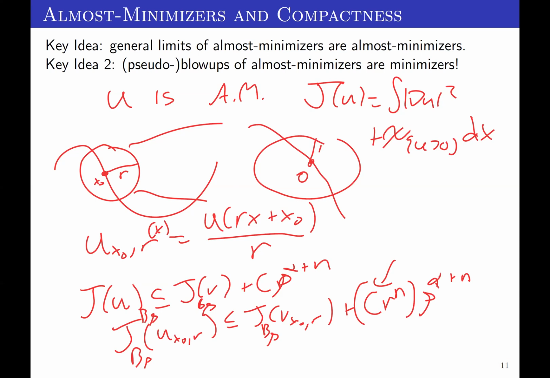So this idea tells you that you should have some hope of getting a nice regularity theory for almost minimizers, because at first order, when you zoom in, you recover a minimizer of the functional. As r goes to 0, this term goes to 0. And thus, in the limit, if you can take a limit formally or something like that, you should expect the limit of these u_{x0,r}'s to be a minimizer of the functional J, as opposed to an almost minimizer. This is a very nice idea.